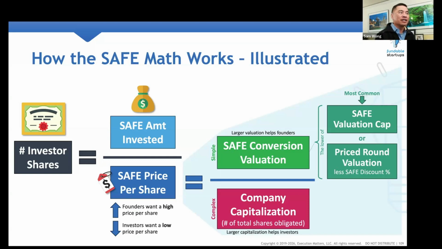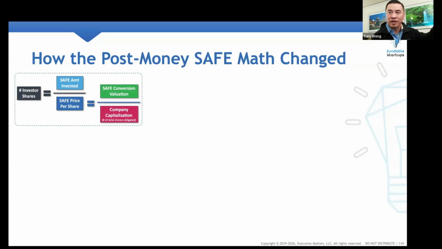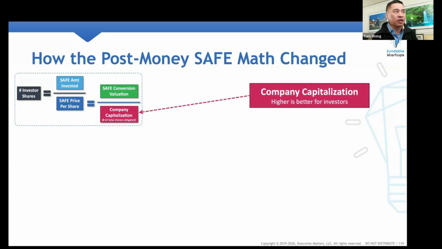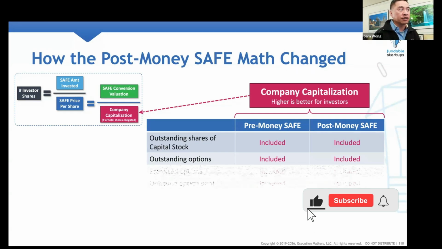All right. So what is this company capitalization? If we take that little formula there, remember, a higher company capitalization number is better for investors. What is that? Well, it depends on whether you use a pre-money safe or a post-money safe. Because what you do is you count up the number of shares or options that will eventually factor into that company capitalization. So both the pre-money and post-money safe include the outstanding shares of capital stock and outstanding options.